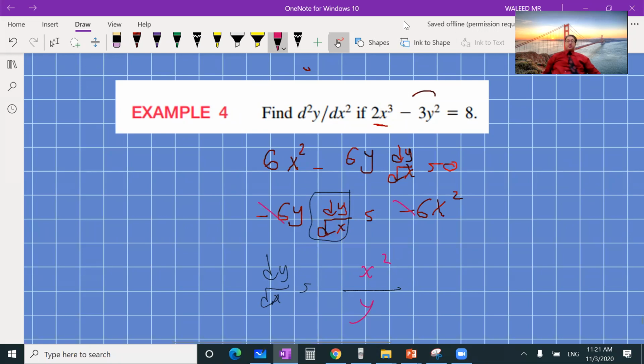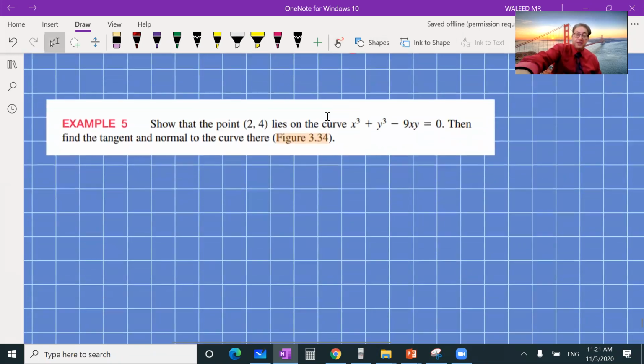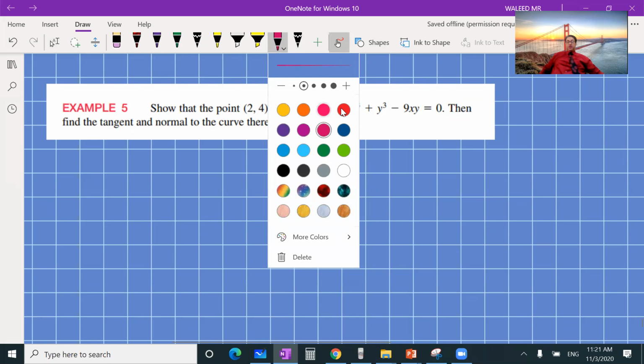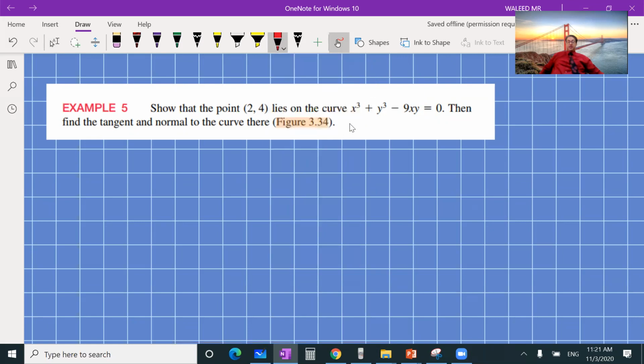Is it hard for us? No. Sure, it's easy. And here show the point 2, 4 lies on the curve, blah, blah, blah. Then find the tangent on the normal curve, blah, blah, blah. However, the figure, I don't care about the figure. I can solve the equation. I can solve and determine the derivative without seeing the graph. Right or wrong? Can we determine dy over dx first individually? As it is. Hurry up.